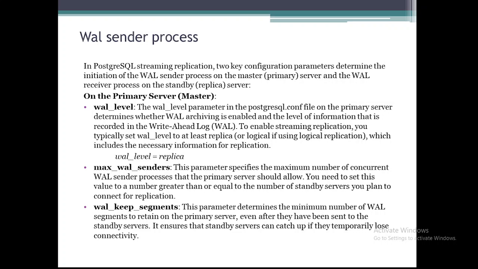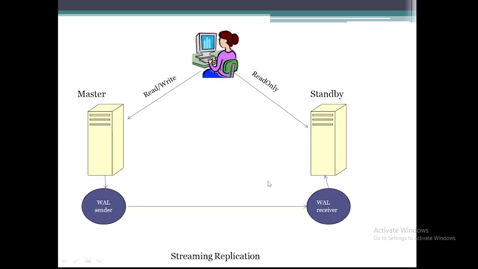In our previous video we talked about what streaming replication is and how it works. Today in this video we are talking about what the WAL sender process is. I told you already that WAL files are getting created on the master server, and the WAL sender process sends these WAL files to the standby server, and the WAL receiver process at the standby server receives these WAL files from the WAL sender.